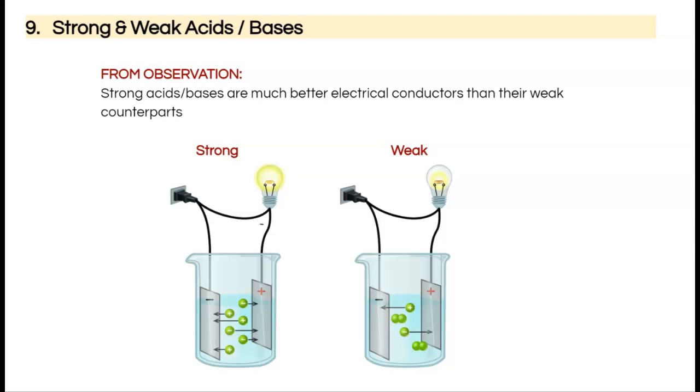So this lesson on strong and weak acids and bases is a follow-up to my previous lesson where I differentiate between the Arrhenius and Bronsted-Lowry theories of acids and bases. And so we're going to talk today about, well, what makes an acid strong and what makes an acid weak.